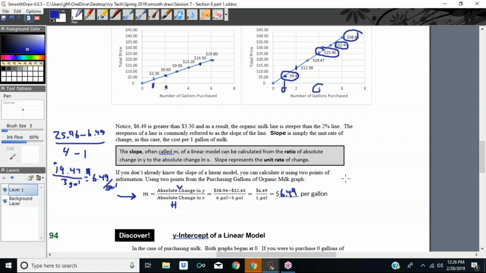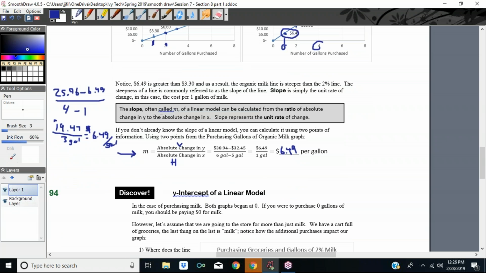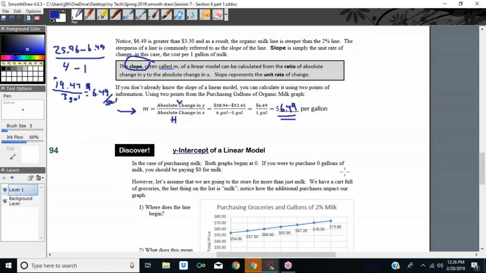The slope represents the unit rate of change. And then there was that example. So the slope is an important idea, the rate of change. How steep the line is, the bigger this number is, the steeper the line. And on page 94, it moves us to the next idea with a linear model.